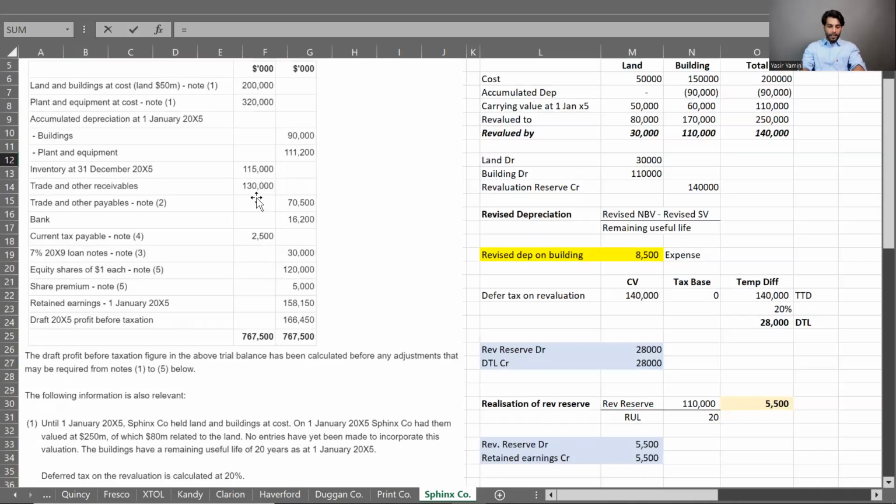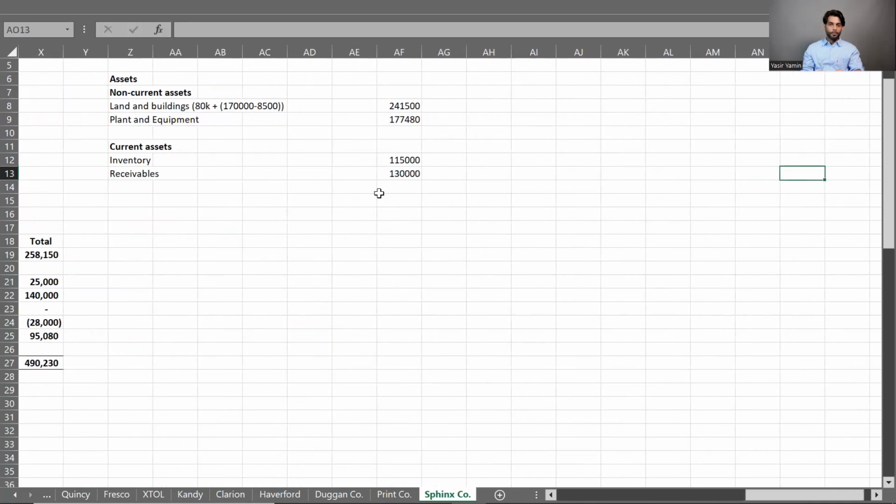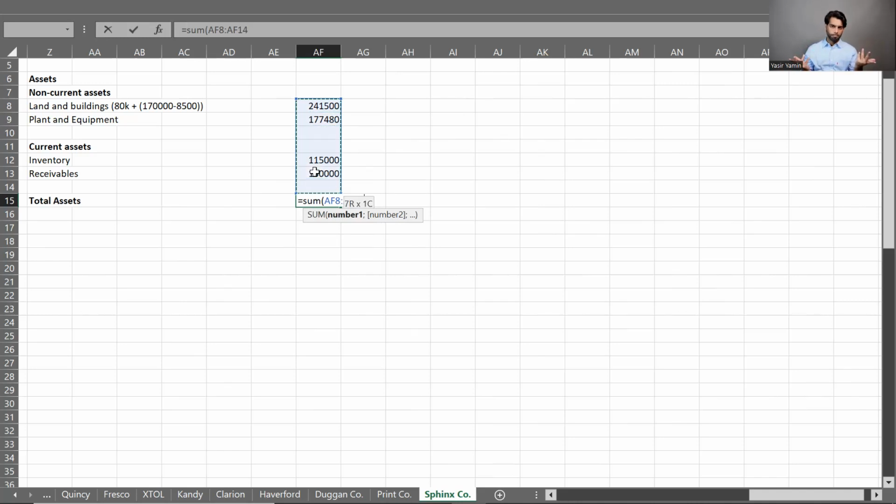115,000 and 130,000. Done. All good. So now once you have it, you can sum them all and have your total assets. Equals SUM, and just total up your assets. Select everything. 663,980.